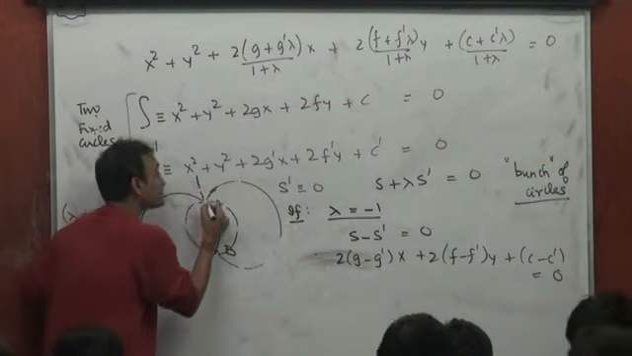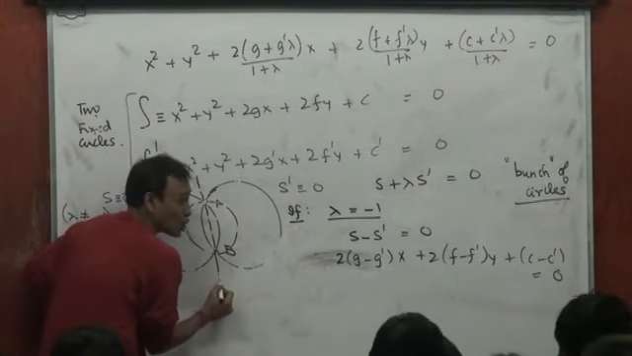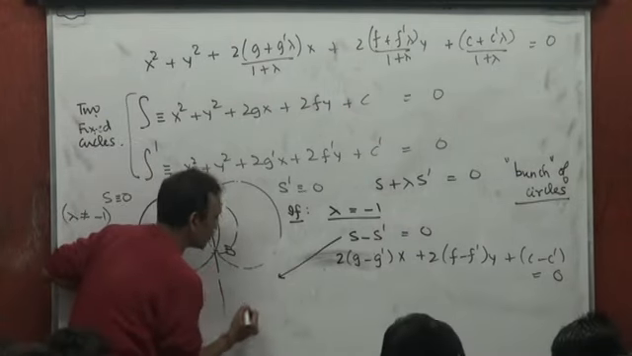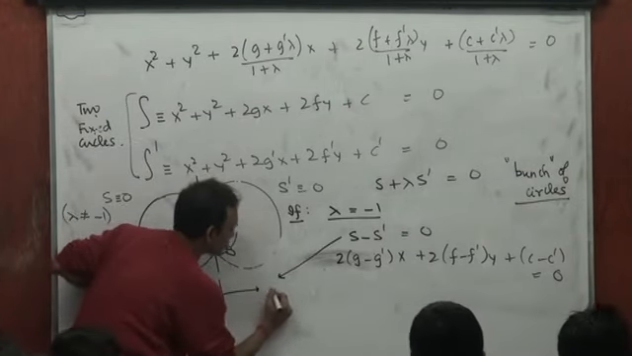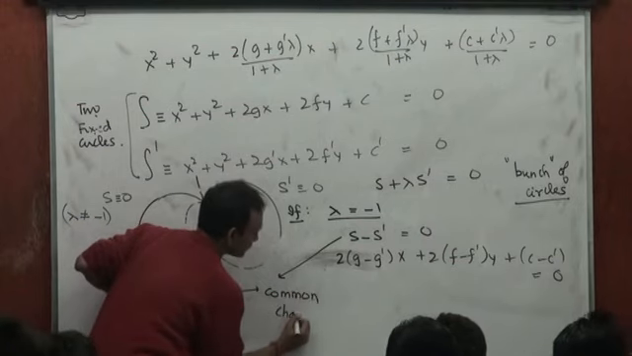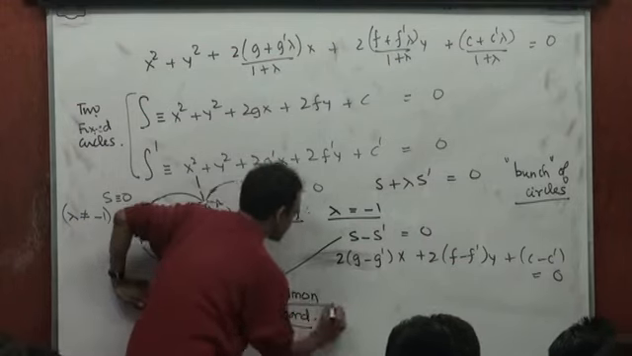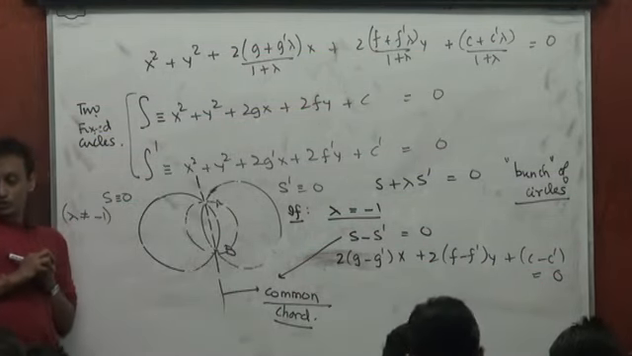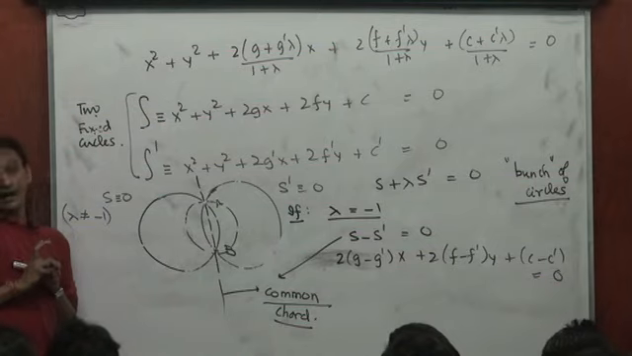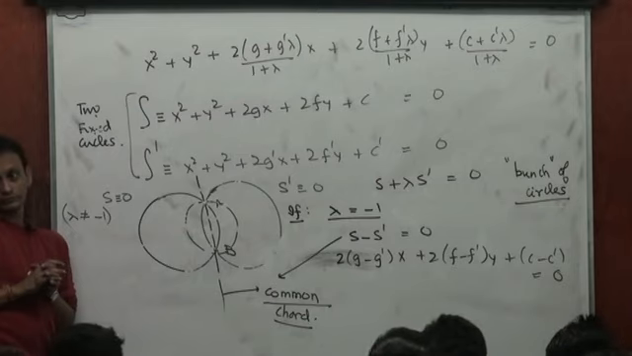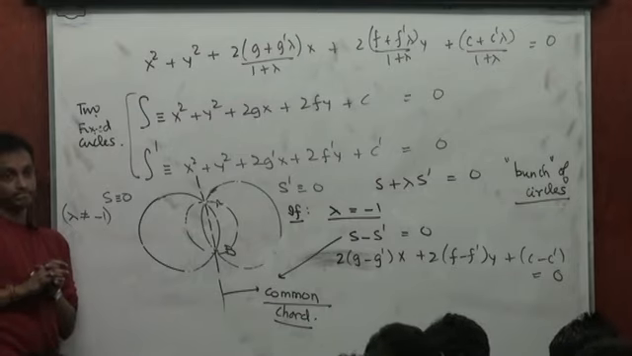And a straight line passing through A and B is what? A common chord. So S minus S prime equal to 0 will represent the common chord of the two fixed circles S equal to 0 and S prime equal to 0.